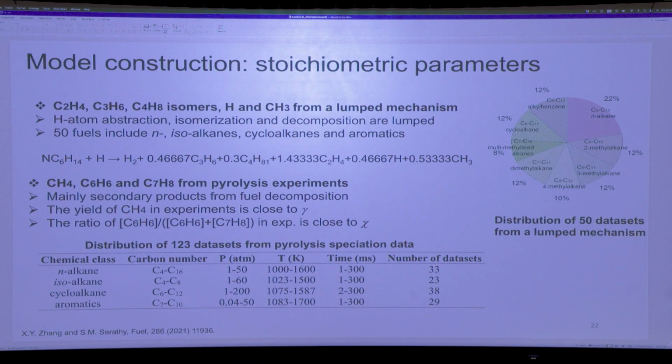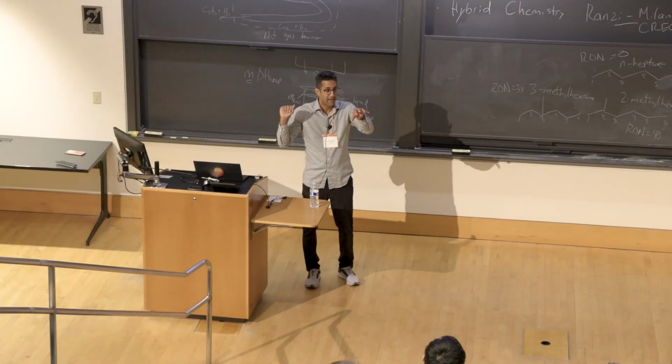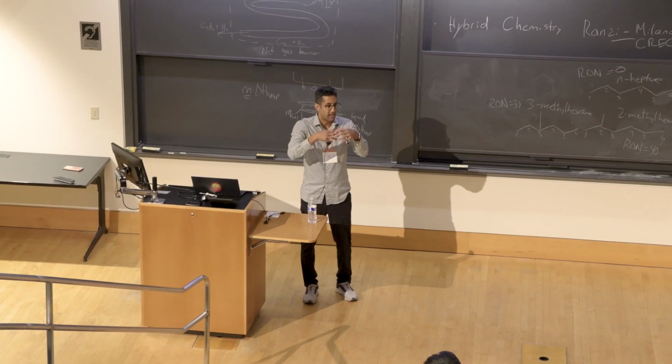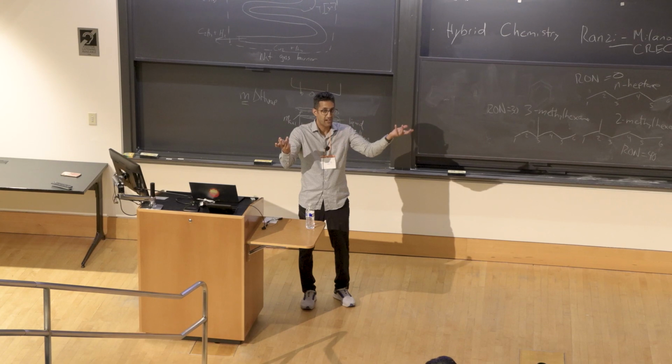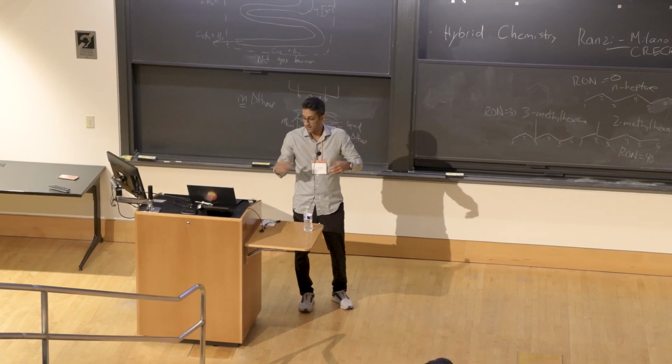Ethylene, propene, butene, H, and methyl, they come from the direct decomposition of the fuel. The fuel breaks down, it makes these intermediates. But things like methane happen from recombination. Methyl radical plus H gives you methane.